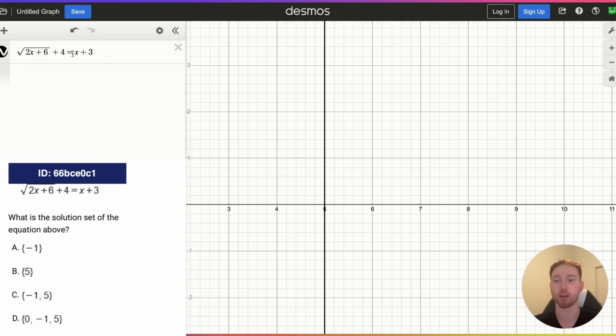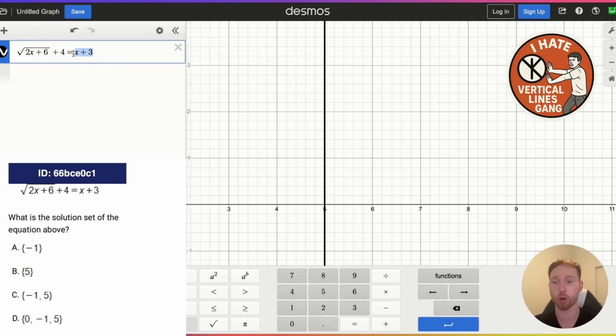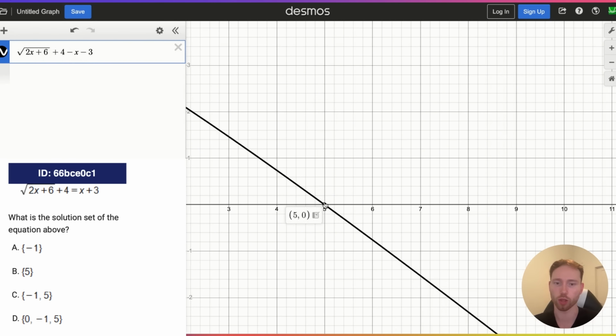You see how fast these are. But if the vertical line still bothers you, just take one side of the equation and move it to the other by subtracting it. So it would make all of this negative. And it's going right through 5 still. So 5 would be the solution for this question.